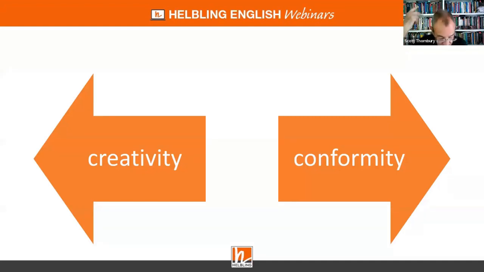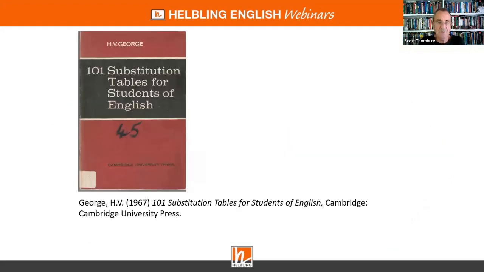Now, going back to my own teaching story, when I was working with Alexander's First Things First, another very popular technique or device that you don't see so much nowadays is the substitution table. This is a book, 1967, same year as the Alexander book. 101 Substitution Tables for Students. I'll show you one in a minute.